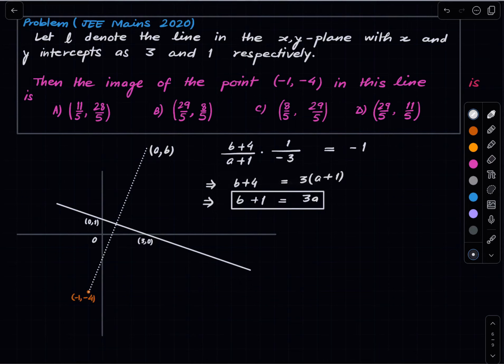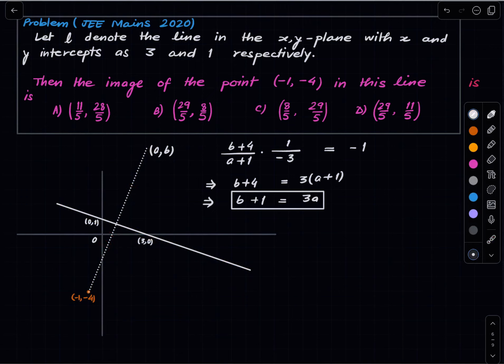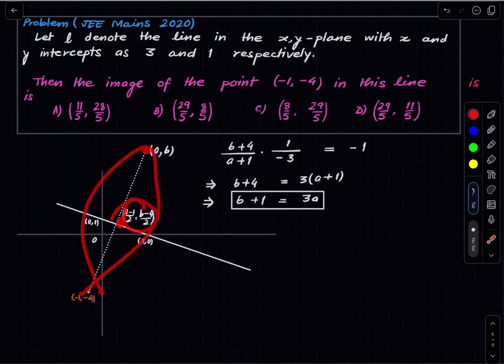So that's one equation. And the other equation is, if we take the midpoint of these 2 points, it should lie here because this segment has been perpendicularly bisected by that line, right? Reflection exactly means that. Okay, so what is the midpoint? The midpoint is ((a minus 1) by 2, (b minus 4) by 2). How do you find the midpoint of 2 points? You add the x coordinates, divide by 2, you add the y coordinates, divide by 2. But that lies on this line.